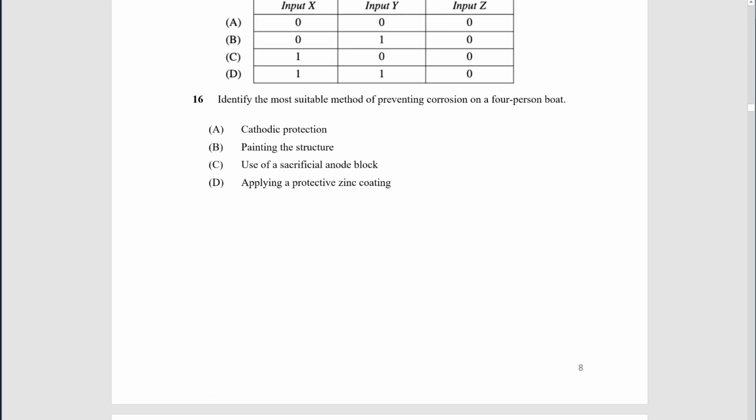Identify the most suitable method for preventing corrosion on a 4-person boat. So use of a sacrificial anode block is the answer that I would give. Cathodic protection is used on larger structures like pipelines. Painting the structure is used on things like bridges, and applying a protective zinc coating, well, we use that on things like zinc aluminum or even just corrugated iron.